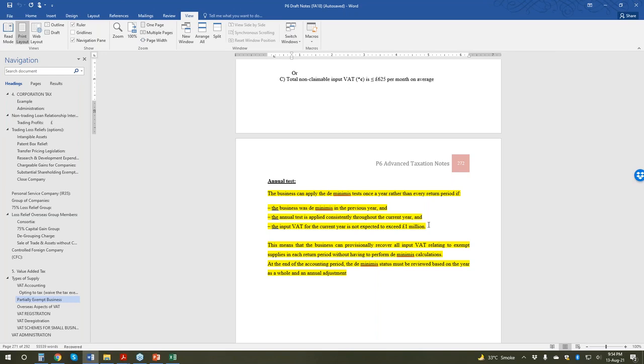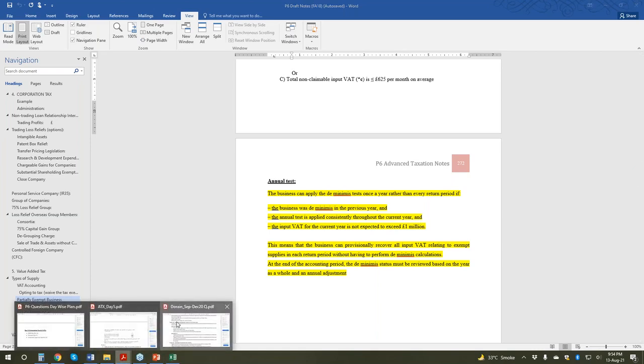If you do not pass the test, you will return the input VAT that relates to exempt supplies back to HMRC. But you have to apply the test once a year rather than every quarter. And at the end of the year, you will calculate the annual adjustment, whether you need to return the money to HMRC or you successfully pass the annual test. So if you have learned this test and its conditions by heart, you would have scored some easy marks in this question.